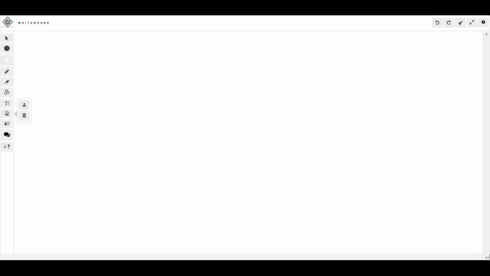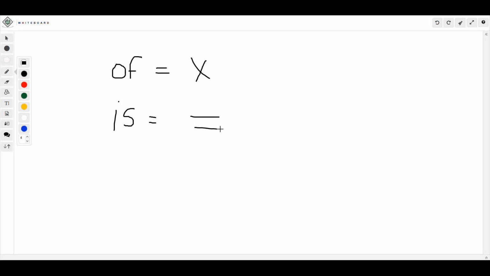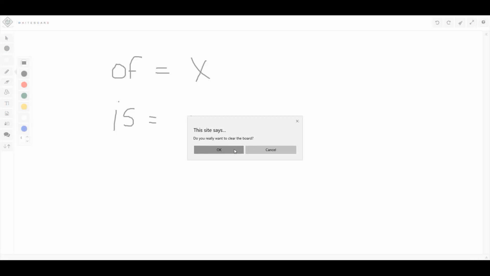Now, I think I've shown you this before, but I want to show you this again just to make sure you remember. Anytime that you see in math the word of, it always means times or multiplication. Anytime in math you see the word is, it means equal. That's what those terms mean. I just want you to remember that.